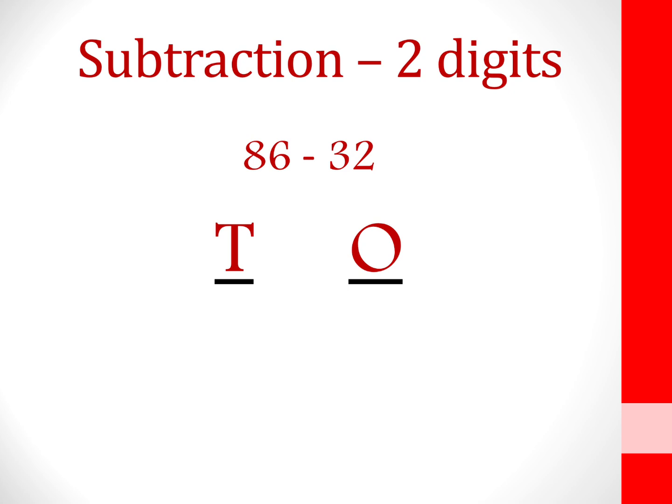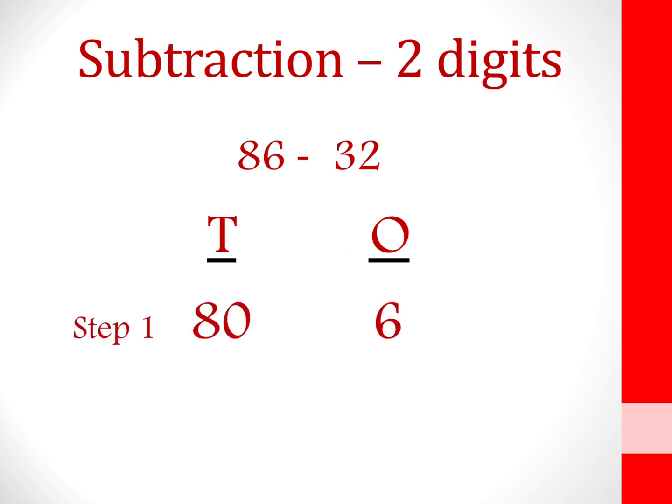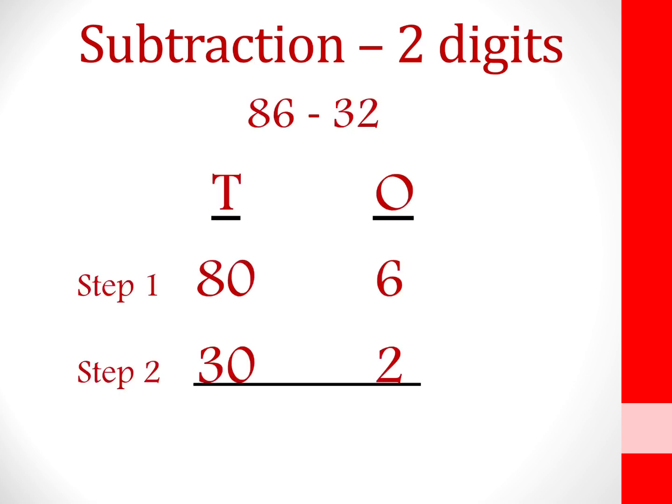First of all, write your tens and ones above so that you know which column to put your partitioned numbers into. So step 1, you're looking at partitioning your first number, which is 86. Now there are different ways you can partition 86. In this example, we are going to partition the 86 into 8 tens, which is 80, and 6 ones. Step 2, we are going to partition our second number, which is the number 32. 32 can be partitioned into 3 tens, which is 30, and 2 ones.